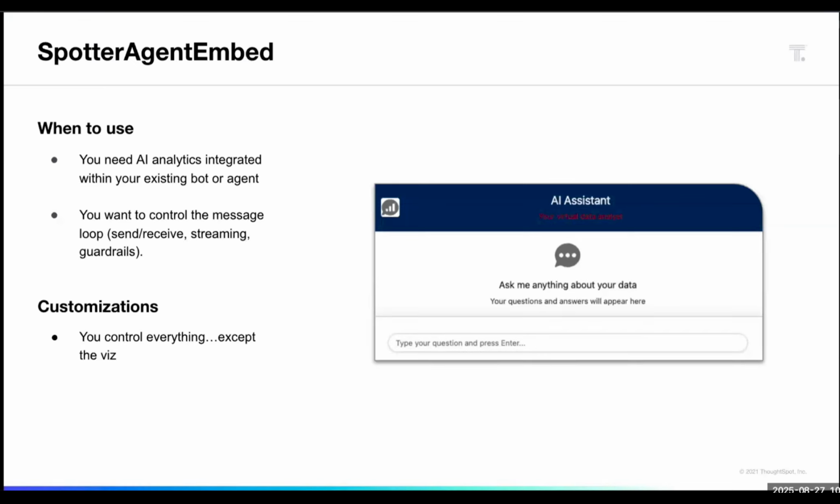As far as customizations go, it's probably the main reason why people are using Spotter Agent Embed: you have full control over everything. The entire look and feel of that UI is really up to your creativity. All we're doing here is allowing the users to ask the question. We're sending that to ThoughtSpot. ThoughtSpot's returning back that div with the visual in it, and you're displaying that directly into either that bot, agent, or web page.